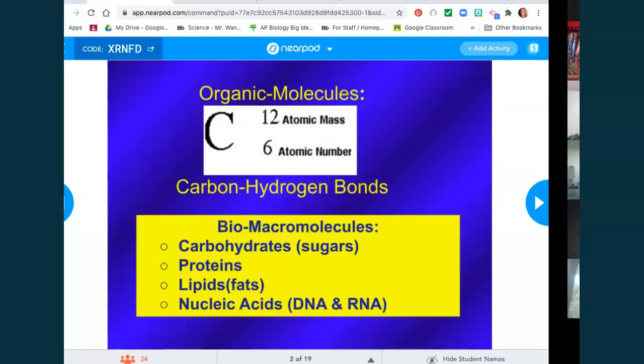Okay, so there's 4 macromolecules we're going to spend time on. You've already been investigating them, so this should hopefully sound very familiar and kind of review-ish. But we need to be really familiar with carbohydrates, proteins, lipids, and nucleic acids. And these are topics we'll talk about all year.